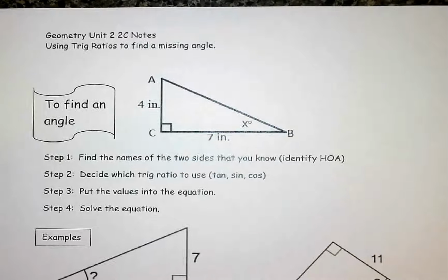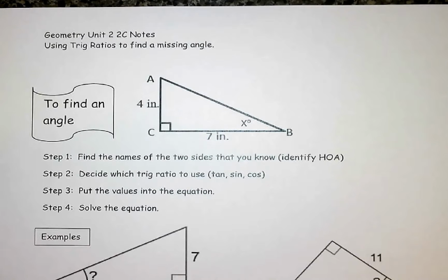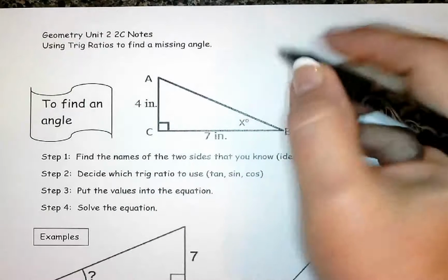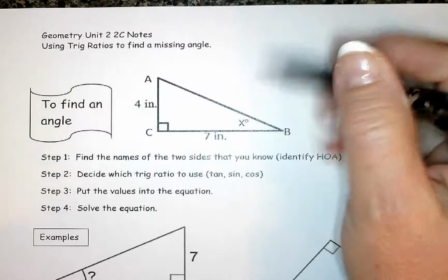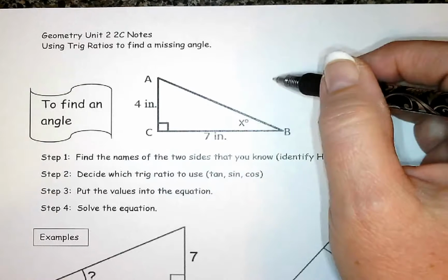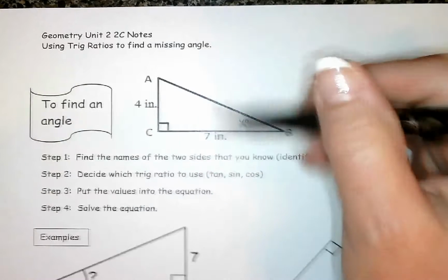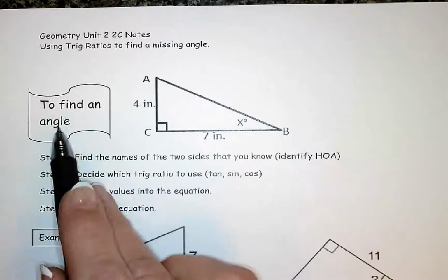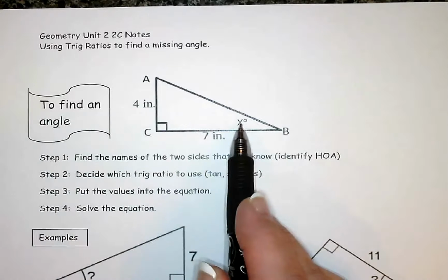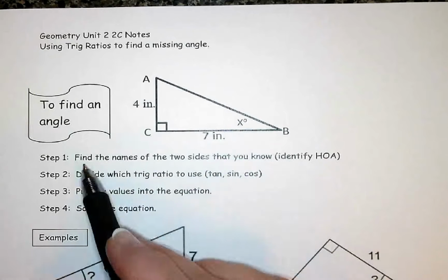Hi, this is going to be part 2 of 2C notes, using trig ratios to find the missing angle. So in the notes right before this, we went through how we would punch in the calculator basically once I've got it set up. So we're going to start the same way. If you look here, this is how we're going to find an angle. This missing angle right here is what we're looking for.